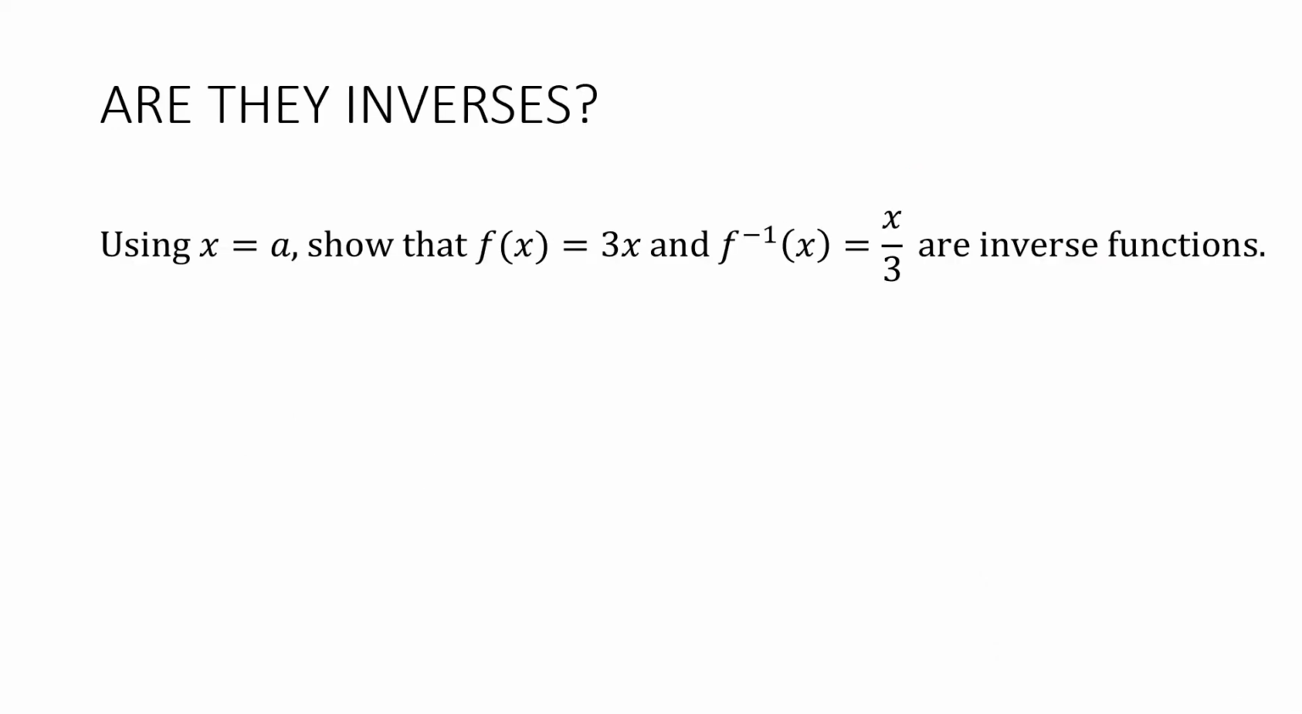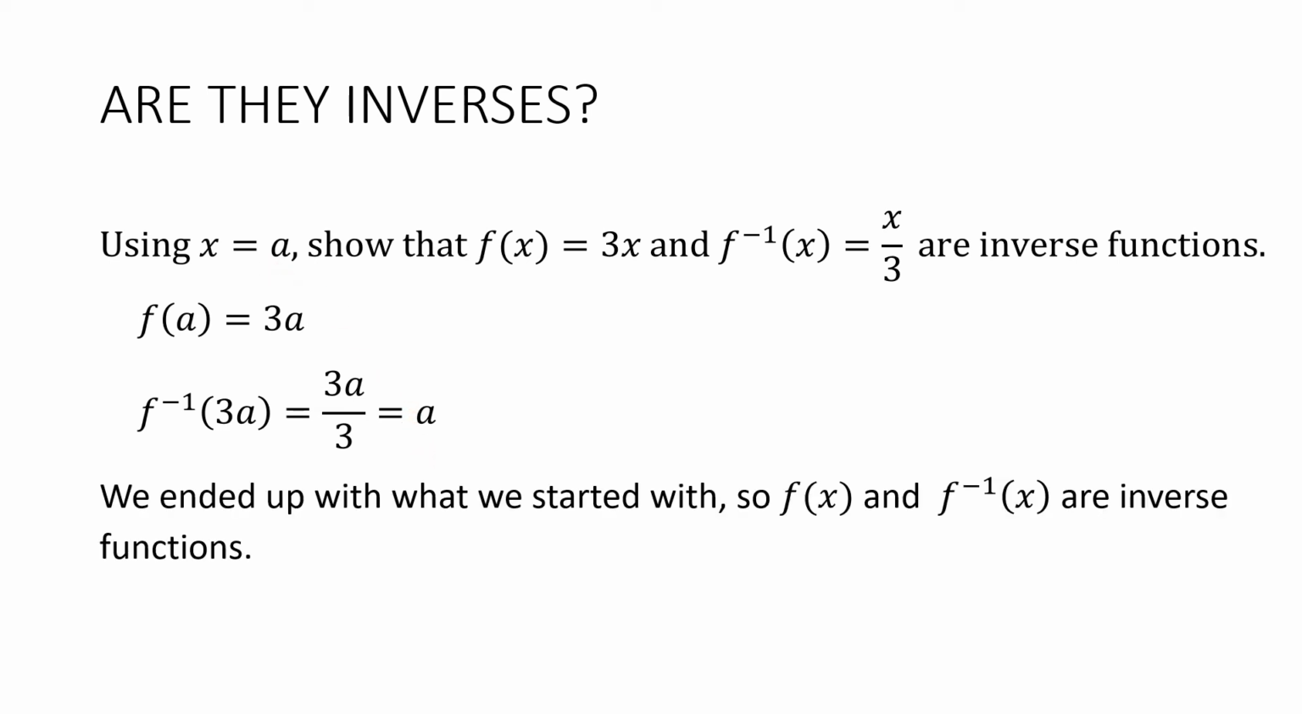Now, a simple way to tell if two functions are inverses is just to substitute in a general constant like a. We're going to substitute the a in here, and whatever we get out, we'll substitute into the inverse, and then if we end up back with what we started, then the functions are inverses. Right, so f of a is equal to 3a. Now substitute that into the inverse. So f to the power of negative 1 of 3a is equal to 3a over 3, which is a. So because we started with a and we ended up with a, then f of x and f to the power of negative 1 of x are inverse functions.